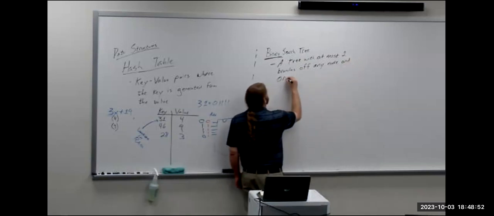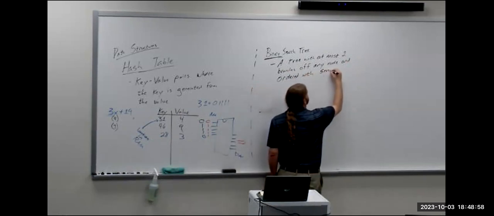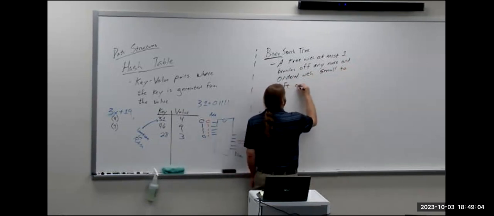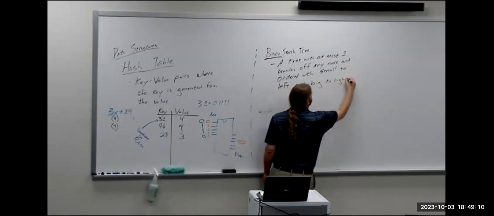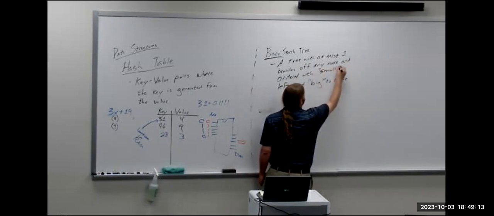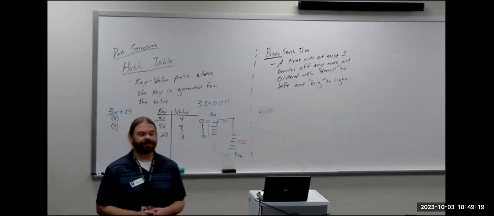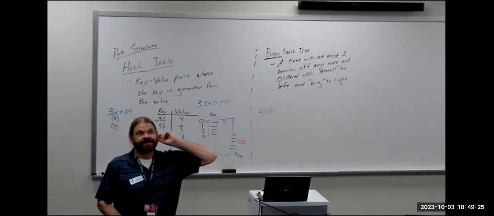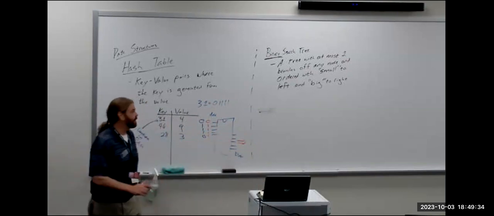And ordered, with small to left and big to right. And I'll put some quote marks around small and big. If we're talking numbers, then smaller and bigger would fit a lot better in that sentence, right? But whatever the order is, the lower value goes to the left on the tree, and the bigger value goes to the right.